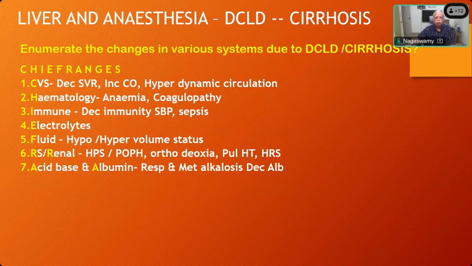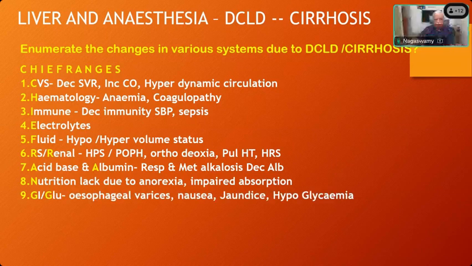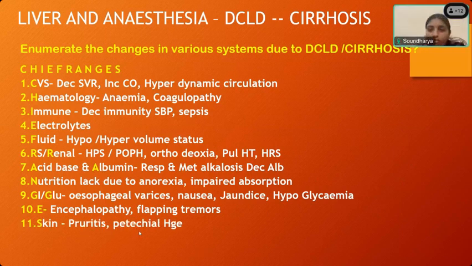Then N for nutrition. Lack of nutrition due to anorexia and malabsorption. G for GIT, gastrointestinal tract, and glucose metabolism. So gastrointestinal, they may have esophageal varices, nausea, vomiting, and hypoglycemia. And E for encephalopathy, flapping tremors, which are all extreme stages of liver failure. And last S for skin: pruritus, petechial hemorrhages.